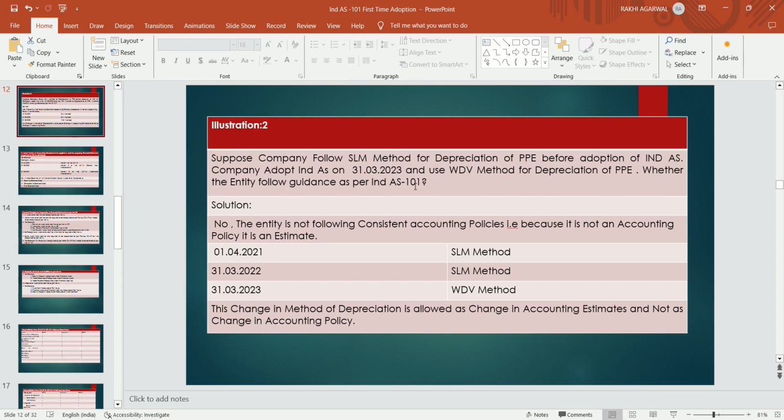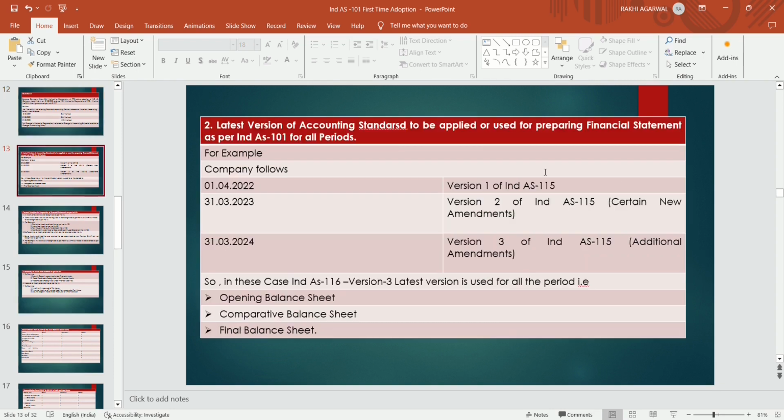So this change in the method of depreciation is allowed because it is treated as a change in accounting estimate and not as a change in accounting policy. If there is a change in accounting policy, then it is not allowed. But change in estimate is allowed as per the guidance available in Ind AS 101. Firstly, the accounting policy must be consistent. If it is not consistent, then they are not following the correct guidance.